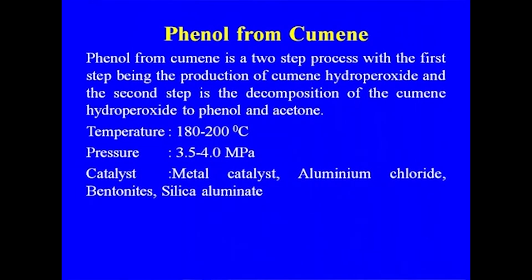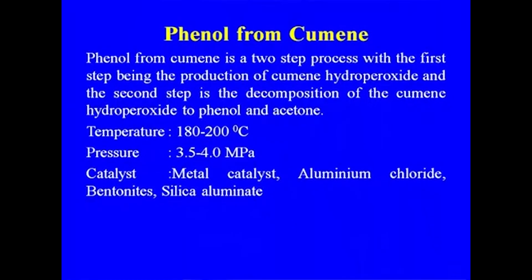So phenol from cumene is a two-step process, with the first step being the production of cumene hydroperoxide, and the second step the decomposition of the cumene hydroperoxide to phenol and acetone. As I told you, acetone is a byproduct during the manufacture of phenol. The temperature is around 180 to 200 degrees centigrade, then the pressure, and the catalysts: metal catalyst, aluminum chloride, bentonites, silica aluminates.